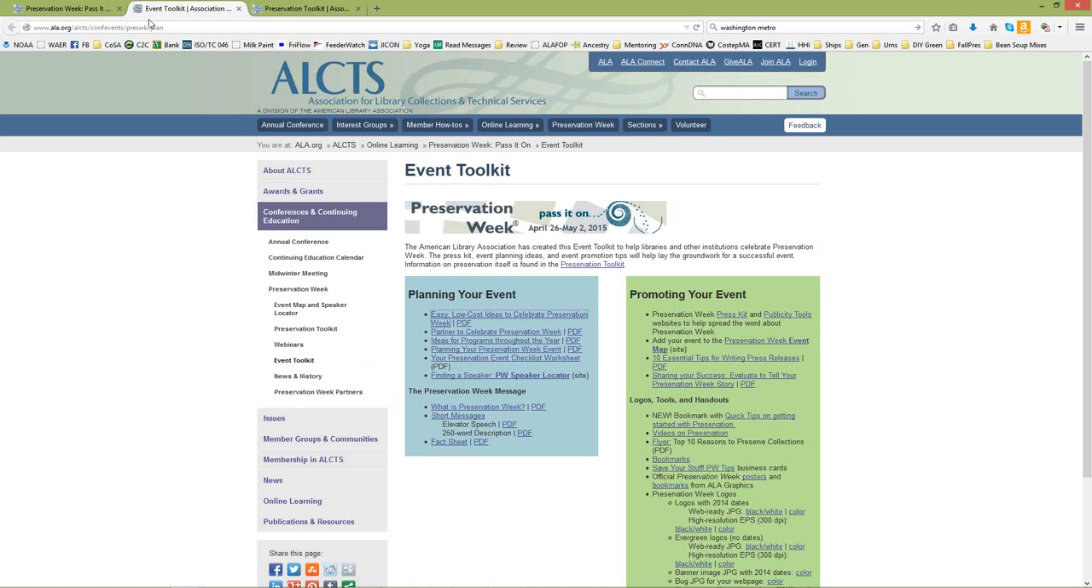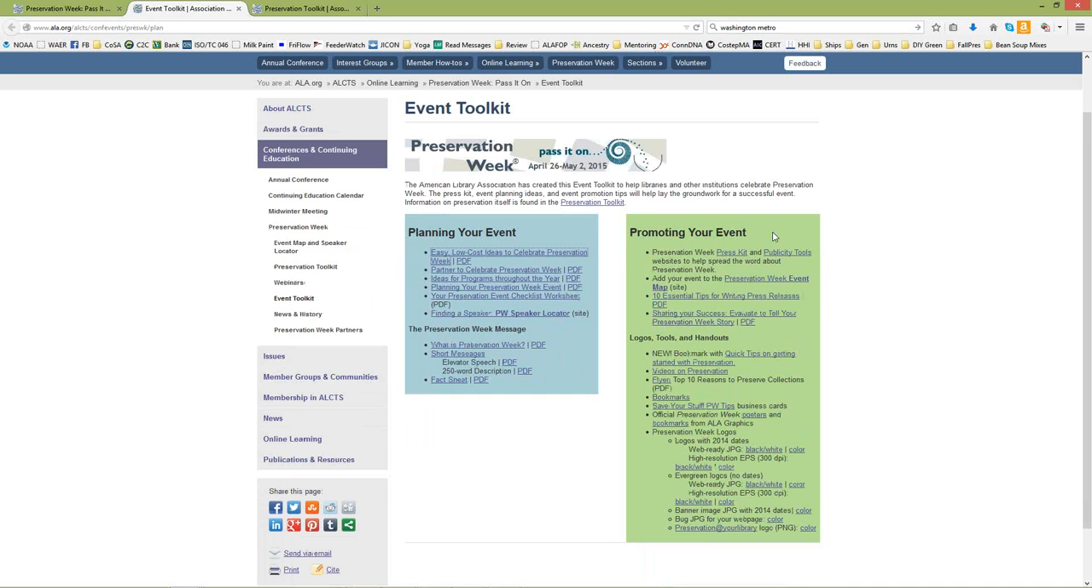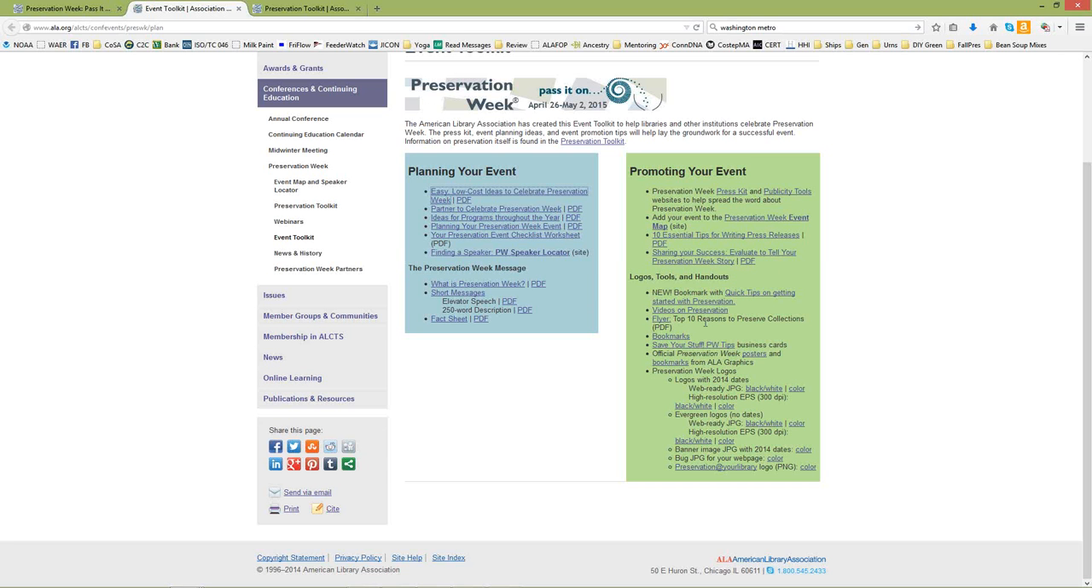You can use some of our ideas that we list here, but then we also have help for you in promoting your event. We have press kit ideas and publicity tools, and then we also just have lots of flyers and bookmarks that you can use to help promote not just Preservation Week in general, but preservation as a whole. So there's a lot of ways that you can get started.